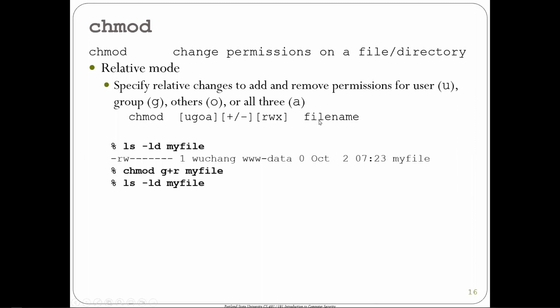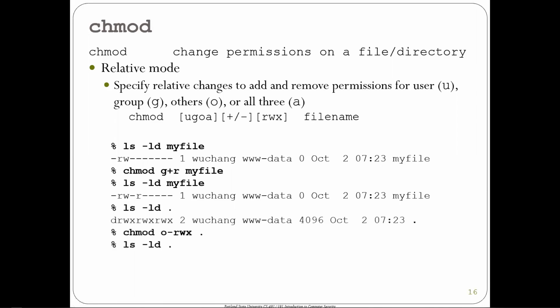So here's an example. I do a listing of this particular file, and I see that I'm the owner, and I only have read, write for the owner of this file. And then I want to allow people in the www-data group to read this file. And so I say add to the group permissions, read access to this file. And then when I do a listing of this file again, you'll see that this bit has been set. And now people from www-data can read this particular file.